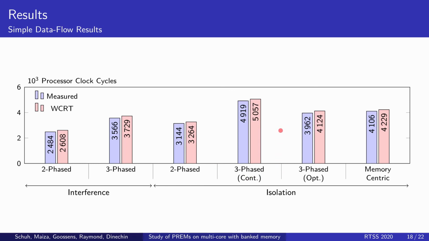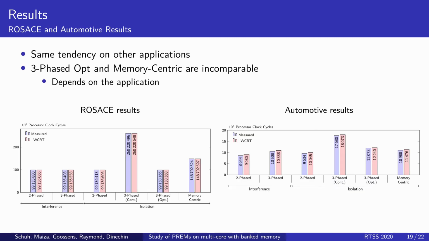And comparing our developed global scheduling algorithms, we can see that the three-phase optimized behaves better than the contiguous and the memory-centric versions. The same thing happens for the RTSS and automotive case studies. We have the same tendency on their results. Only on the automotive use case, we can see that the three-phase optimized global scheduling algorithm actually behaves a little bit worse than the memory-centric. So we can see that they are not comparable, and they actually depend on the application structure and its CCR profile.